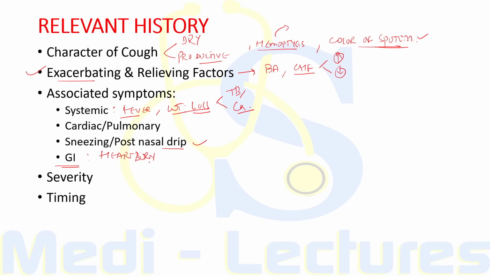Then we can also ask about the severity of the cough. So this has to be asked so that we can compare the severity in the follow-up visits of the same patient. So we can ask whether the cough is affecting the work or sleep of the patient, whether it is causing urinary incontinence, and sometimes cough is so severe that it can also lead to syncope, which is neurally mediated.